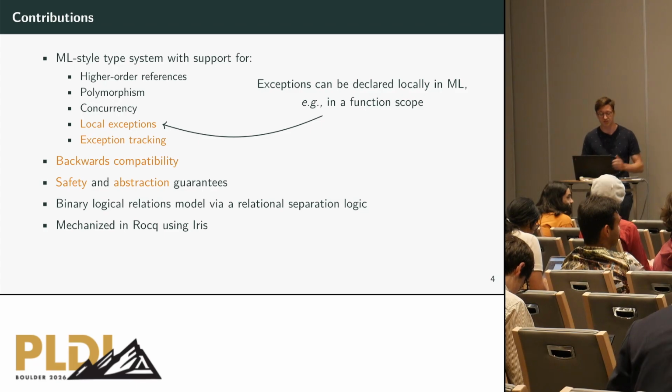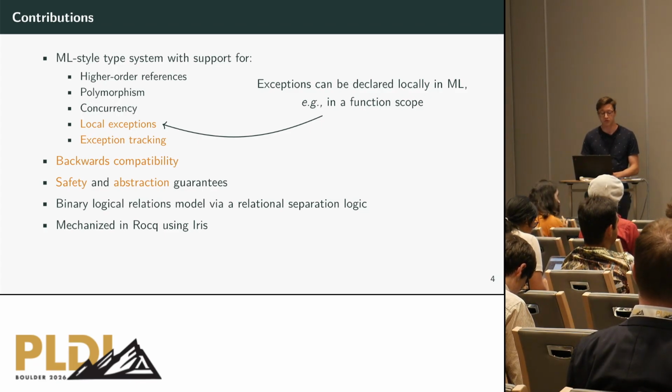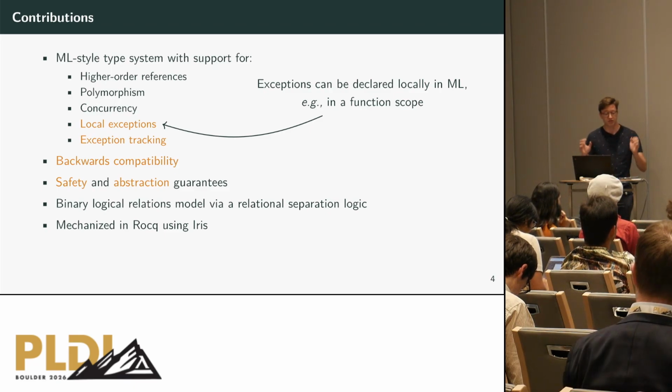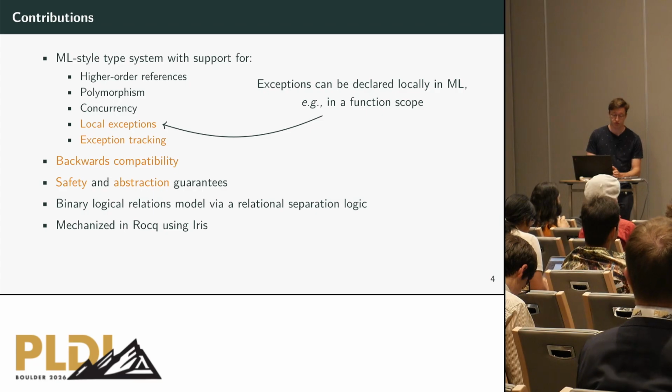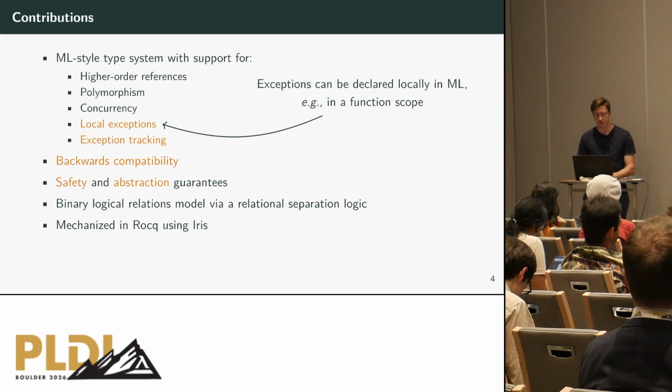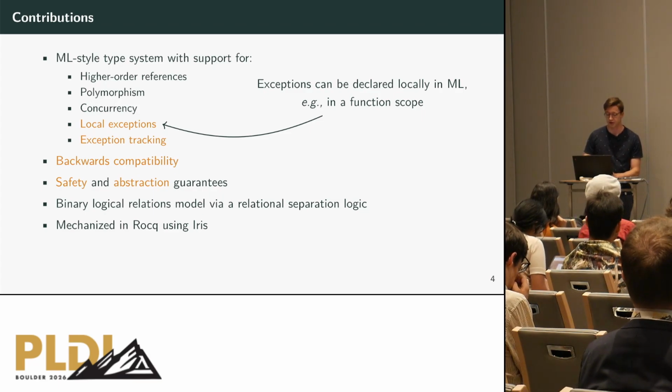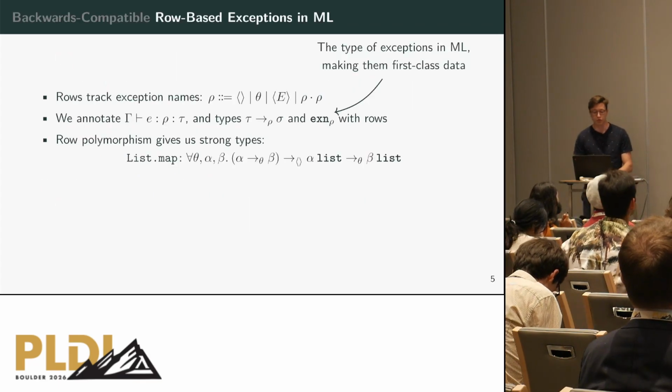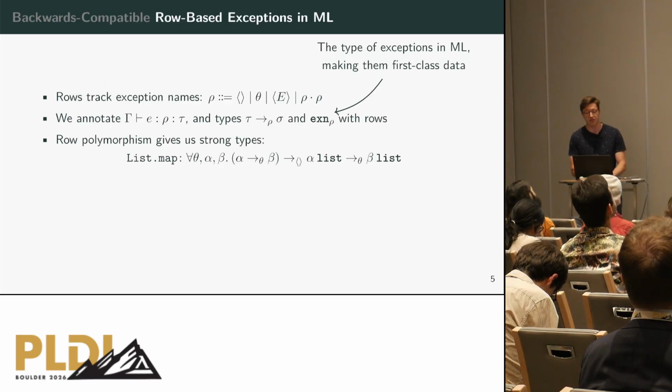So we have the exception safety statement from the first slide. And we formalize this all using binary logical relations via a relational separation logic, which has support for these local exceptions. And we mechanize this all in Rocq using Iris. So in this talk, I'll mainly be focusing on the parts highlighted here in orange. So first, let's take a look at these row-based exceptions.